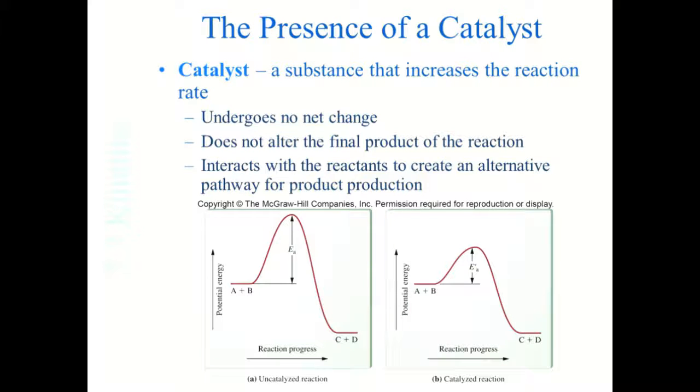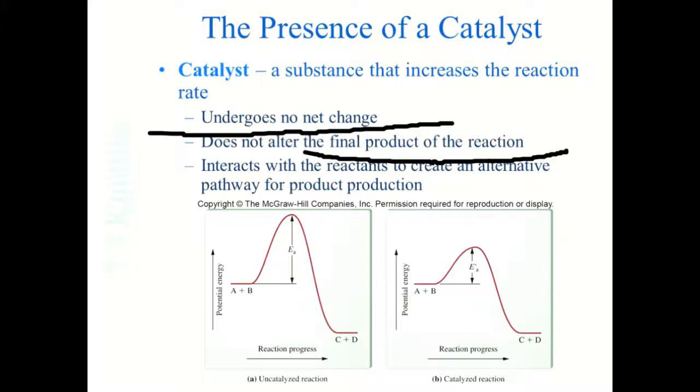Very good. What about the catalyst? Well, the catalyst's only job, it does not undergo any change, does not alter the final product. But look at this. This is how much time it would take for this reaction to take place. That's the activation energy hump. But what the catalyst will do is lower the time that it takes to reach the hump.